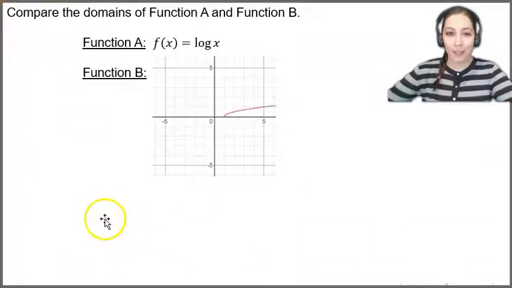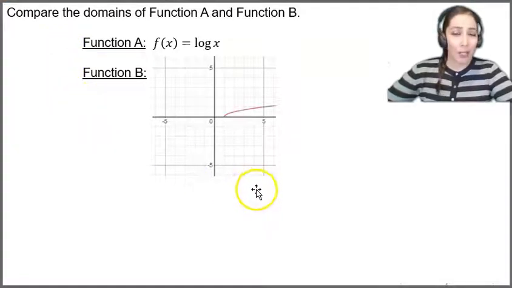Compare the domains of function A and function B. So I can see function A is f of x equals log of x, and function B gives me this graph. How am I going to figure out the domain of each in order to compare them?